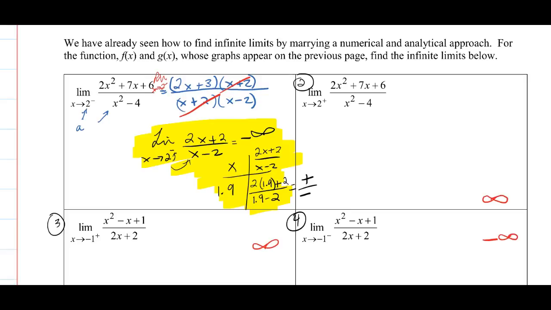Okay, here we are. The answer to number 2 is infinity. The answer to number 3 was infinity. And the answer to number 4 is negative infinity.